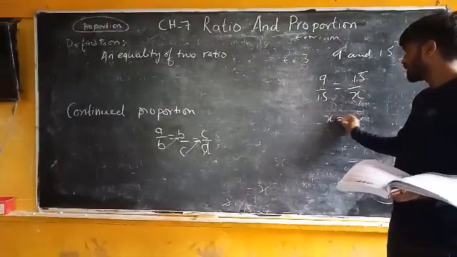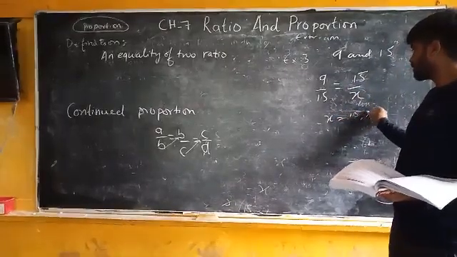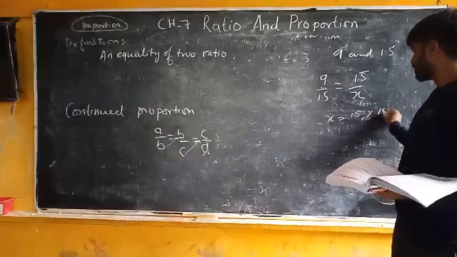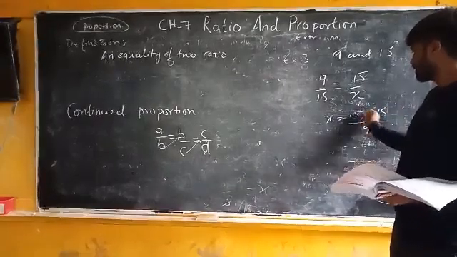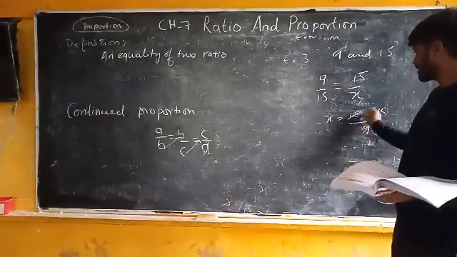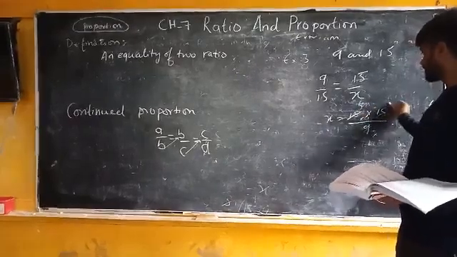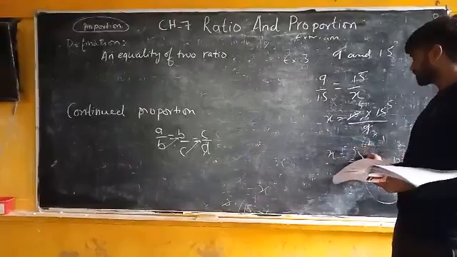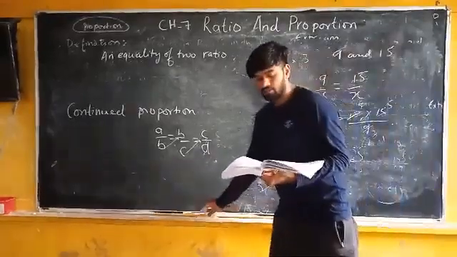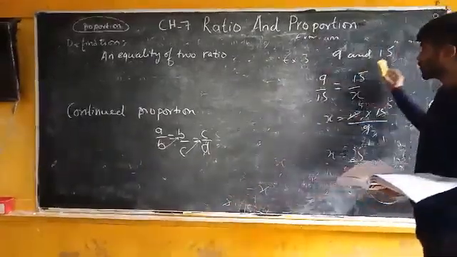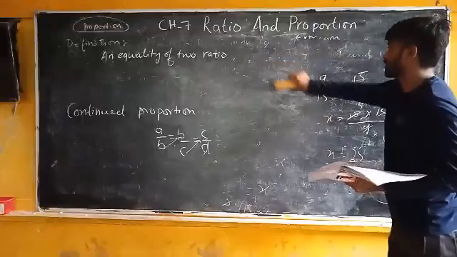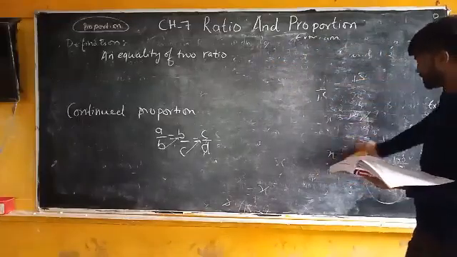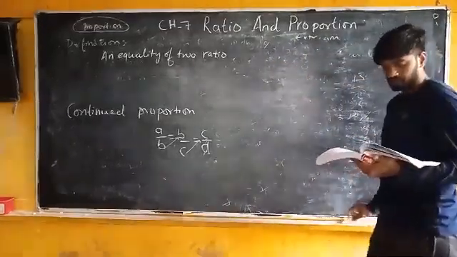So I'll be able to find x. x equals 15 into 15 over 9. 3 3s are 9, 3 5s are 15, so x is equal to 25. Okay, that's how I'll do it. If you are not able to understand, go back in the video and see that. Now let's see one more very simple example.